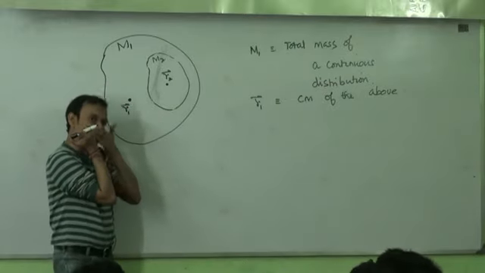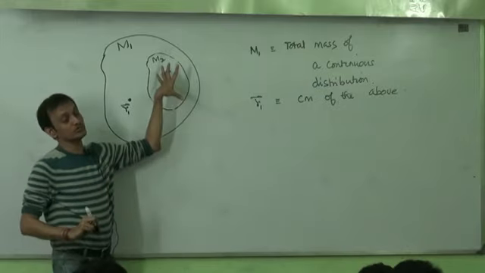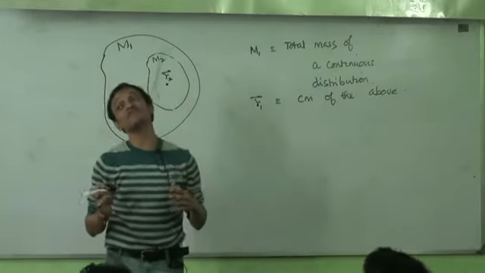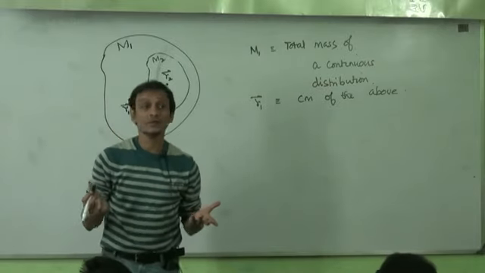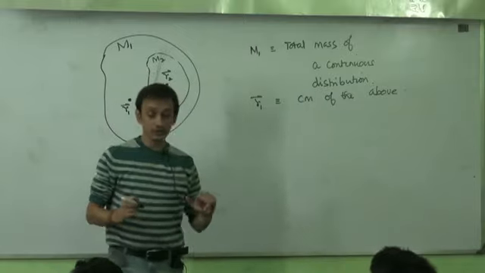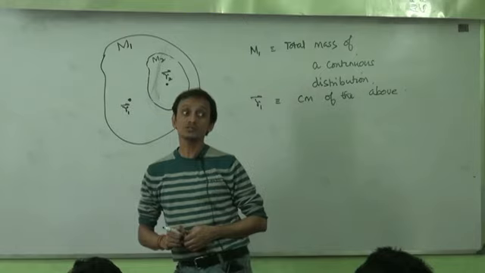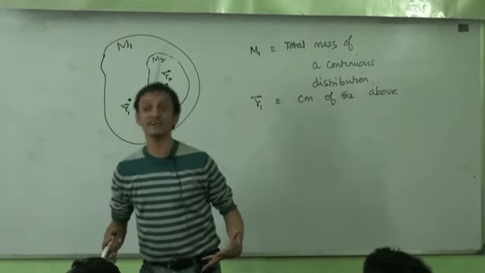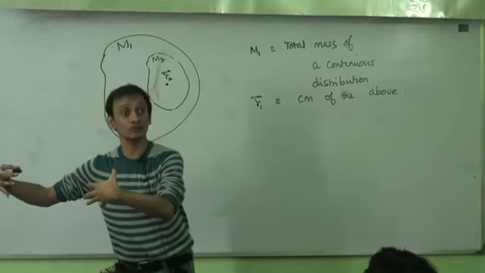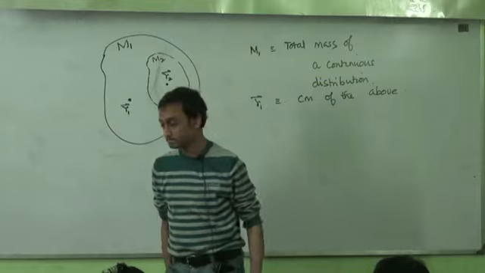Now, once I remove this, the remaining portion would be a mass m1 minus m2, right? I then want to venture into finding the center of mass of the rest of the portion, that is m1 minus m2, once I remove m2 from the larger mass m1.